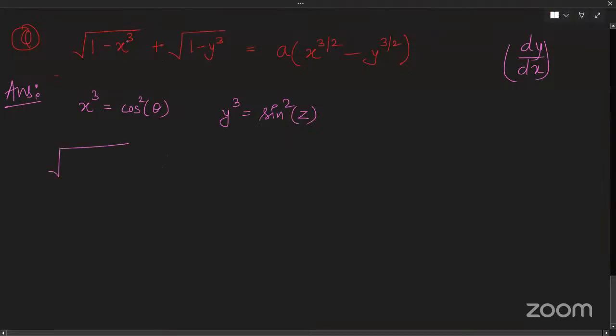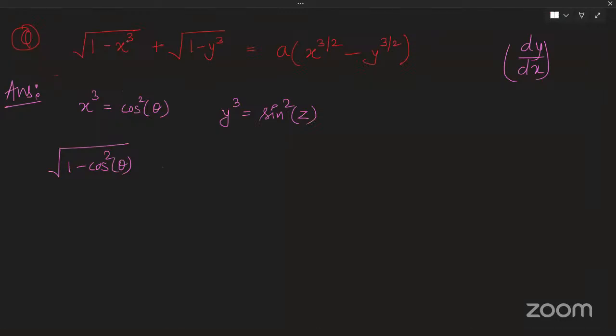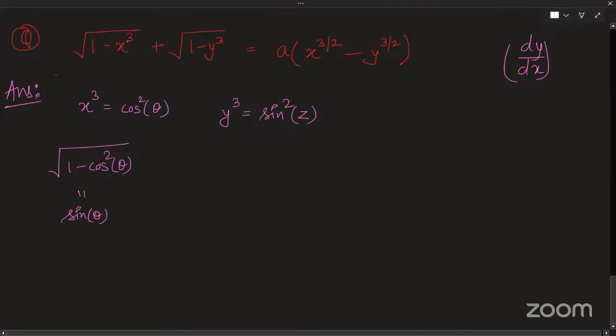Square root of 1 minus cos square theta. What is 1 minus cos square theta? 1 minus cos square theta is sine square theta. So this will become sine of theta, right? Similarly, square root of 1 minus y cube. Okay. So y cube is sine square of z, right? So this thing will become cos of z, right?